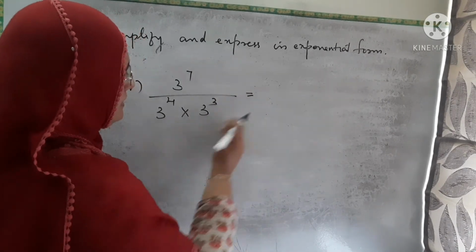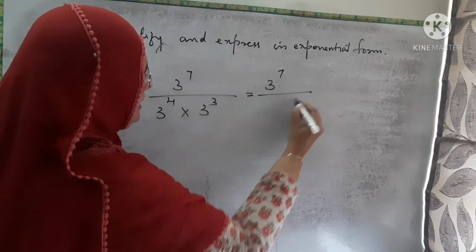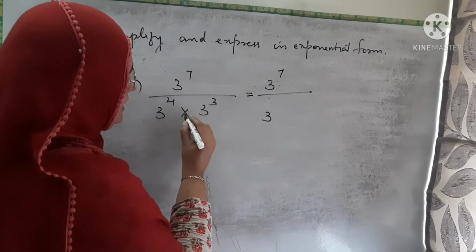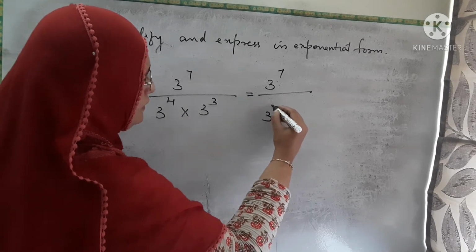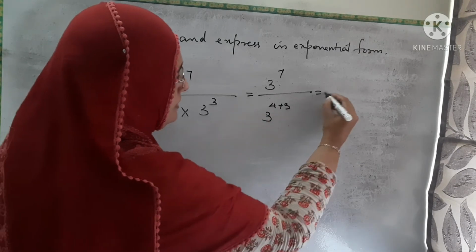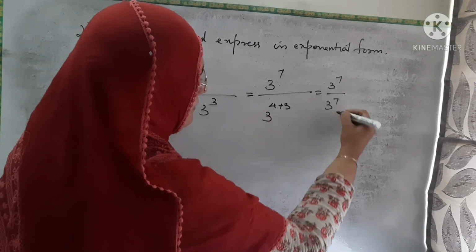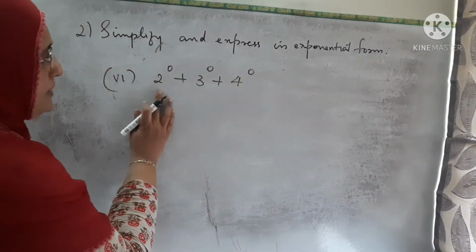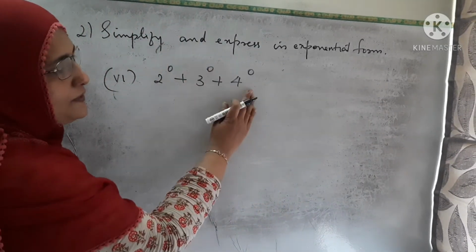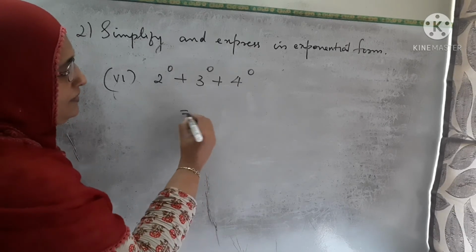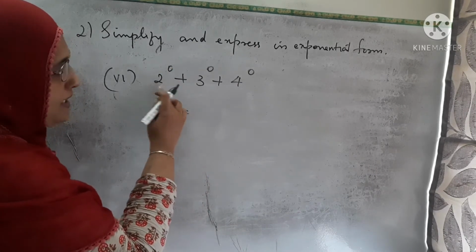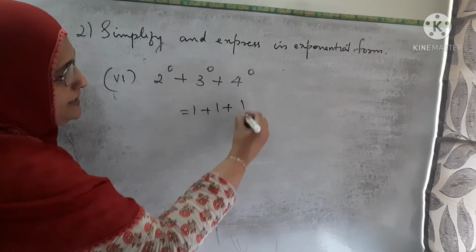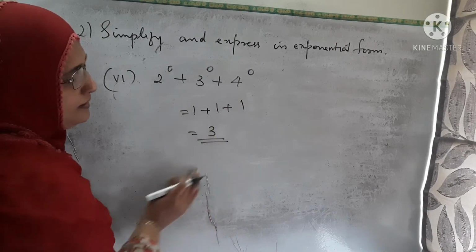So this you can write as 3 raised to 7 by 3 raised to 4 into 3 raised to 3, which is 3 raised to 4 plus 3. So 3 raised to 7 by 3 raised to 7. What is that? It is 1. 2 raised to 0 plus 3 raised to 0 plus 4 raised to 0. Any number raised to 0 is 1. So 1 plus 1 plus 1. Answer is 3.